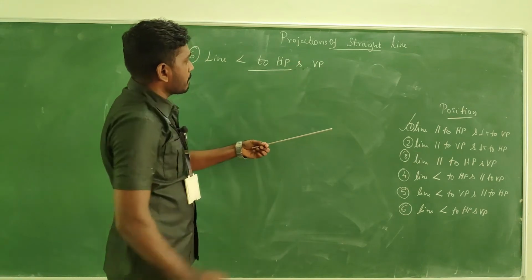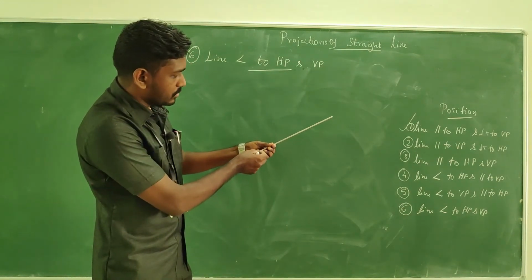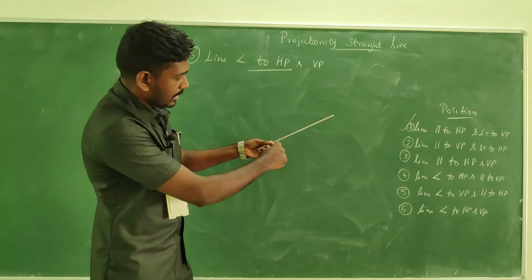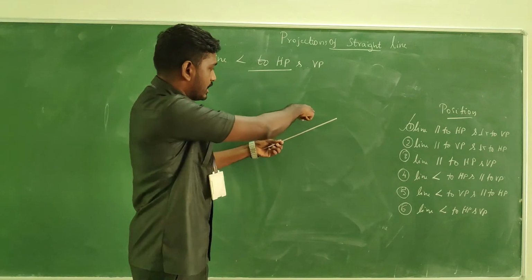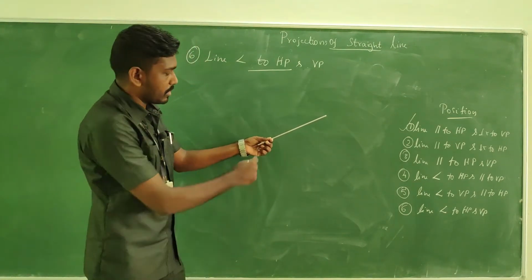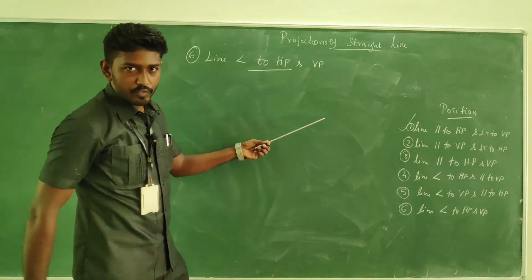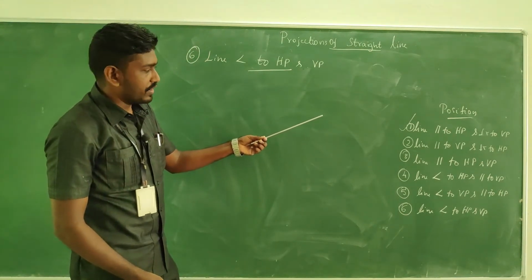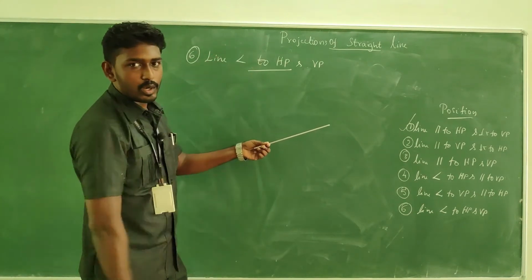As well it is making inclination with VP, right? So if I tilt like this, what is happening? It is making inclination with the HP, at the same time it is making inclination with the VP. Can you see? Making inclination with the HP and making inclination with the VP, right? So if it is the condition, this is your front view and this is your top view.